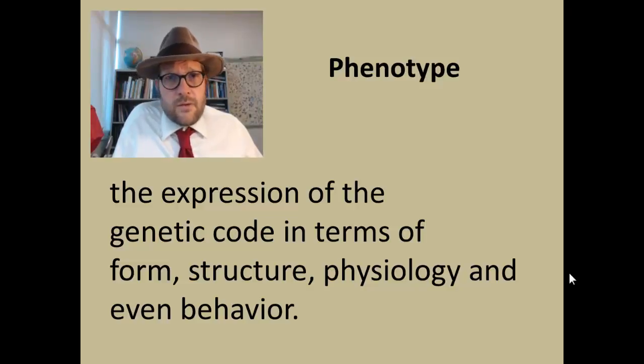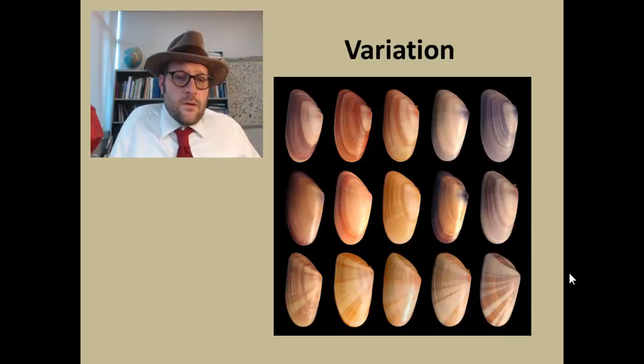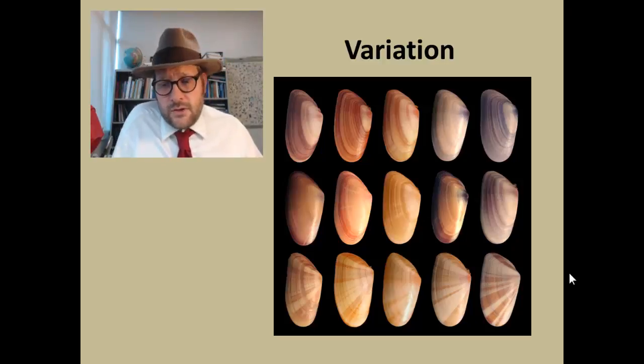So we do get a little bit of insight into it, but we have to deal with the phenotype, and we don't necessarily deal with the actual genetic code. So one of the things that we see in populations is variation. In fact, you need variation. There needs to be genetic variation in populations for evolution to work.